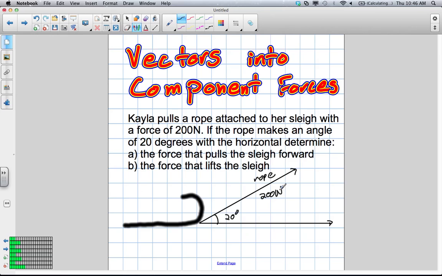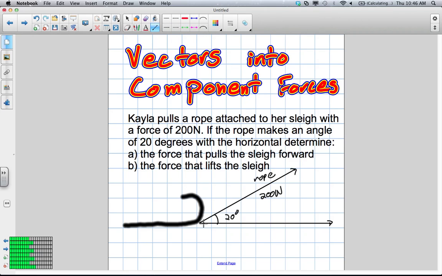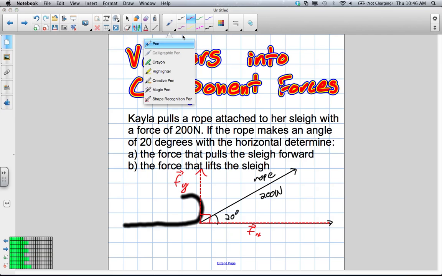They want us to figure out the force that pulls the sleigh forward and the force that lifts the sleigh. So when I say we're breaking this into two different components, I'm going to get a different colored line here. This resultant force, the one in the middle, is going to be broken into a force like this that is horizontal, and another force that is perpendicular to that, or vertical. In other words, we're creating a right angle. Think of this as the force along the x-axis and the force along the y-axis. These two forces together will give us our resultant force.